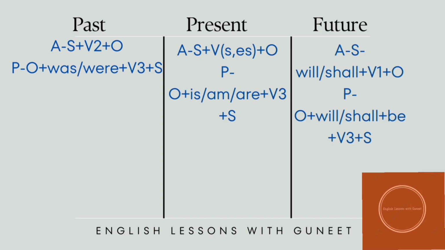Now you can see how in such a short time you have learned how, in simple tenses, for simple past, simple present and simple future, you can convert the active and passive voices. Now you can see the table that I'm going to display. You can take a screenshot so that you can revise it again: for the simple past, present and future tense, how you can convert the active and passive voices.